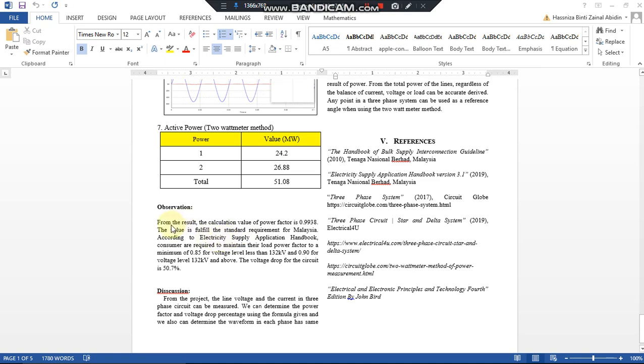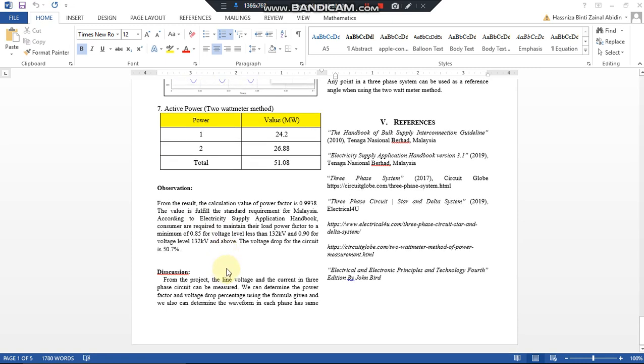Observation. From the result, the power factor fulfills the Malaysia standard requirement. According to ESA, the minimum power factor for voltage 132 kV and below is 0.85 and for voltage above 132 kV is 0.9. The voltage drop for this circuit is 50.7%.